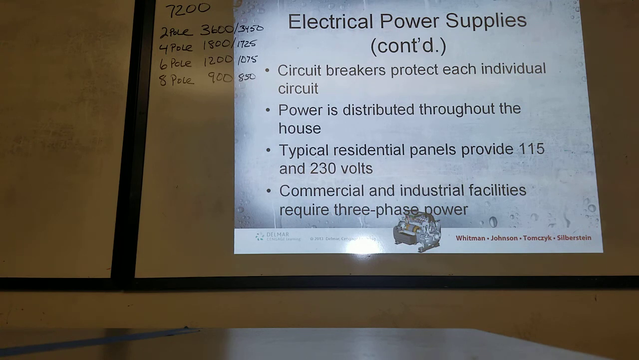Electrical power supply continued. Circuit breakers protect each individual circuit. Power is distributed throughout the house. A typical residential panel provides 115 to 230 volts. Commercial and industrial facilities require 3-phase power.